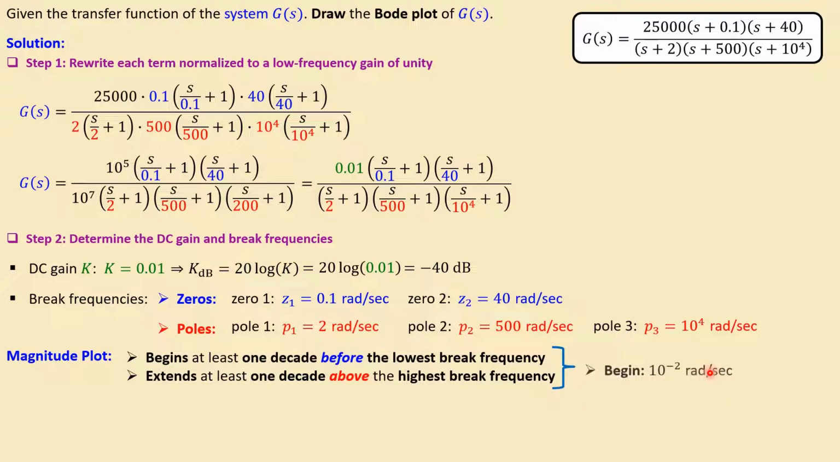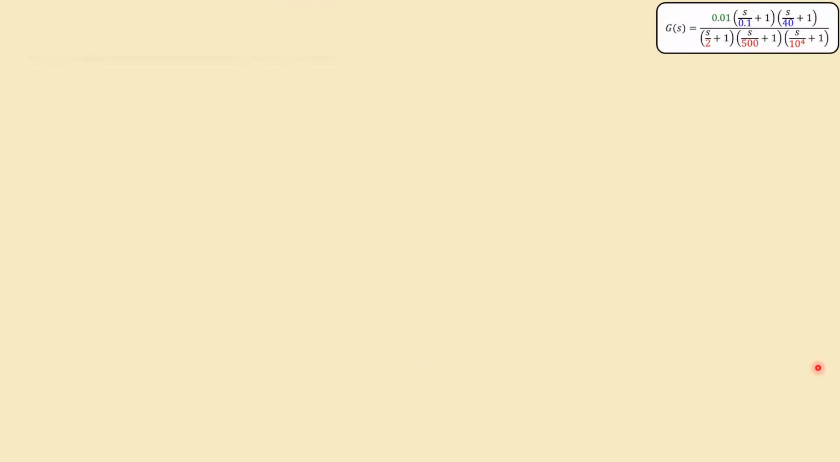So in this case, we begin at 10 to the power minus 2, if we write it down in this form, and up to 10 to the power 5. That is now the plot. Okay. Now let's look at step 3.